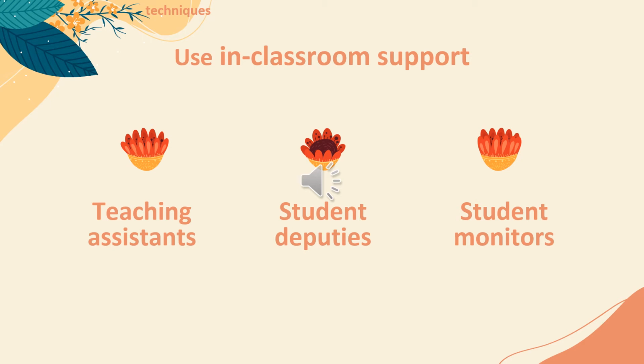Then the third is student monitors. The teacher allocates students' roles to help in getting the class organized and running efficiently. For example, materials monitors distribute books, handouts, or worksheets.